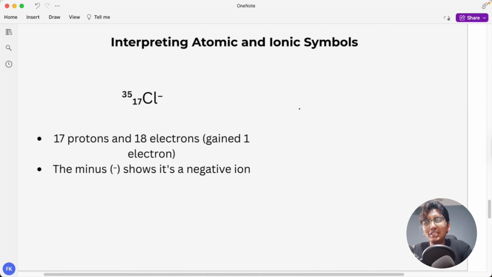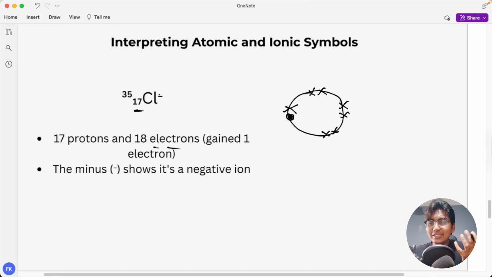Now let's look at an ion. This is an example of a chlorine ion, right? Chlorine has 17 protons, right? However, the chlorine ion has 18 electrons. Why? Because in the outer shell of chlorine we have 7 electrons. To get a stable formation, it actually gains an electron. That's why it has one extra electron. That is why it has a minus sign. Minus means an ion that has gained an electron, and plus means, for example, Na plus means it has lost an electron. So this was one of the examples.